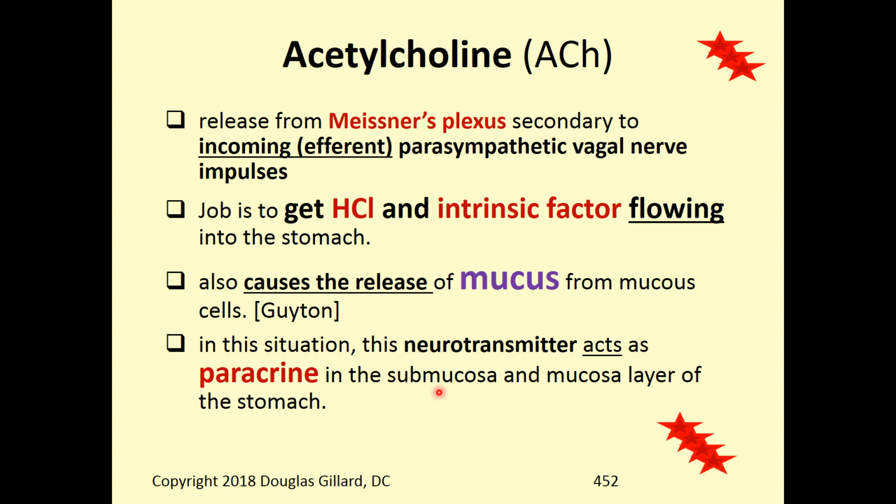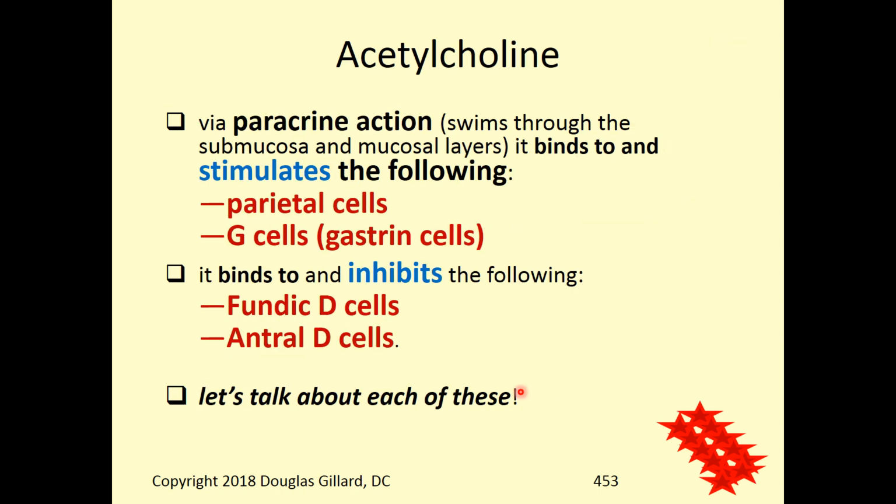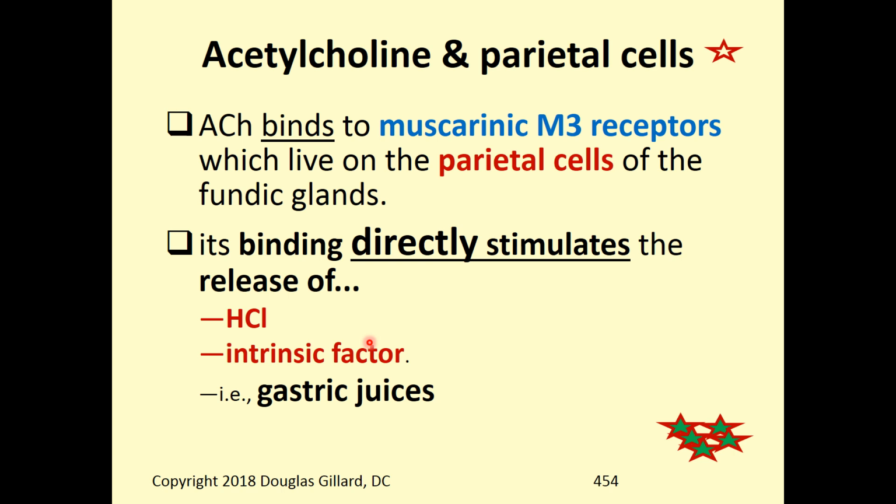Well, that's where Meissner's plexus is, in the submucosa, and through the mucosal layer of the stomach. So via paracrine action, it swims, binds to, and stimulates the following: parietal cells and G cells. It also inhibits fundic D cells, or you could say oxyntic D cells is probably better, and antral D cells. So let's talk about this more.